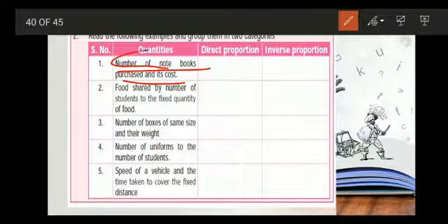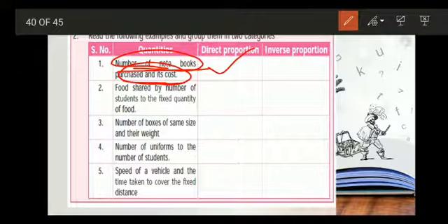Here the 2 quantities compared are the number of notebooks and the cost of the notebooks, right? So when the number of notebooks increased, what happened to the cost? Cost will also increase. Okay, here an increase in one quantity causes the other quantity also to increase. So this is a direct proportion.